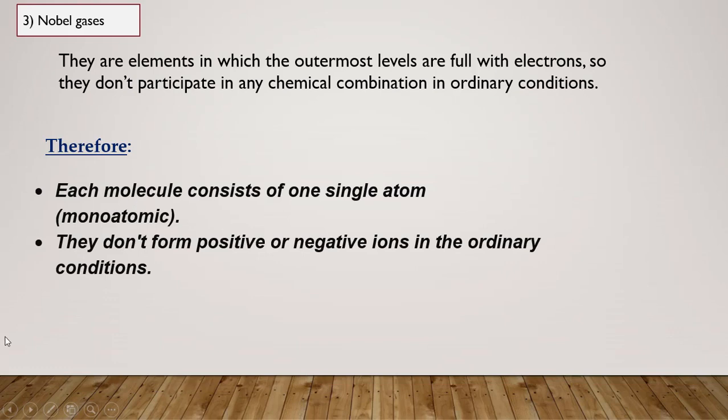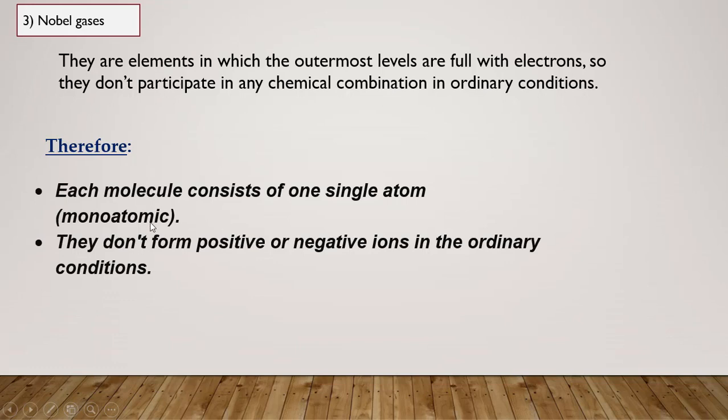The third type of elements is the noble gas. What is the meaning of noble gases? They are elements in which the outermost levels are full with electrons, completely filled with electrons. So they do not participate in any chemical combination in ordinary conditions.